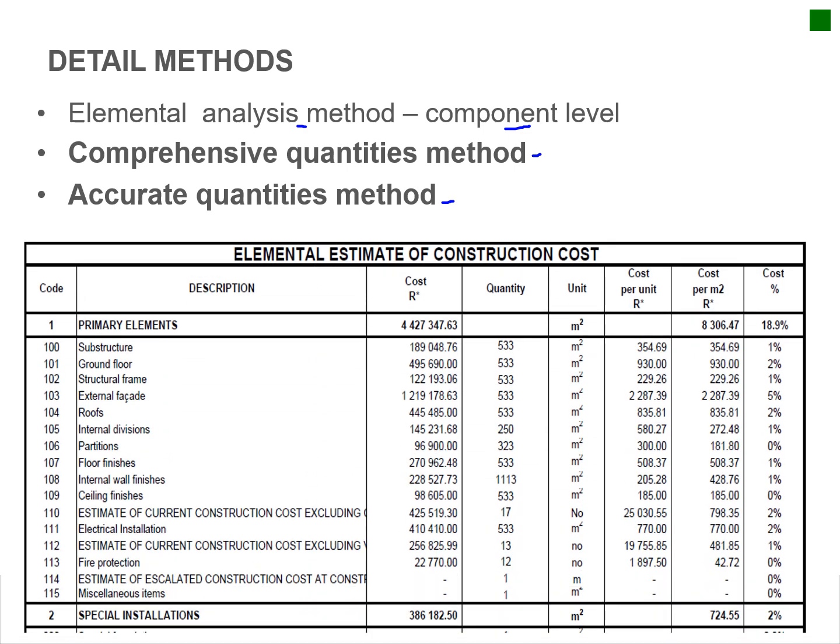So you can see your elemental estimation is now broken down. Here you've got your primary elements divided into all of these items, and you can see this is just a summary. So you can calculate your total cost, your area of your building, and then you just calculate what your rate per square meter is based on the elements that you measured.